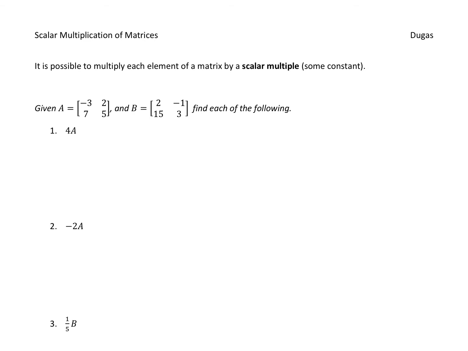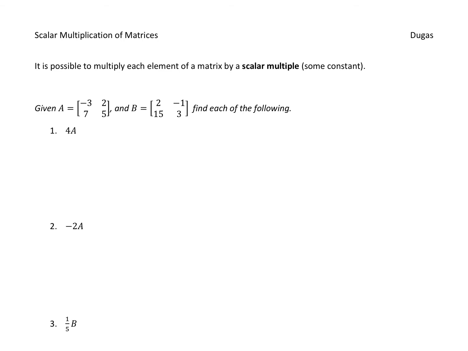So if you look at number 1, it says 4A. That means 4 times A. And so what you're actually going to do is think of distributing that 4 to each element in A. Since A is a 2 by 2 matrix and it has 4 elements, you're going to multiply each of the elements in that matrix by 4. And that's going to give you your scalar multiple times the matrix.